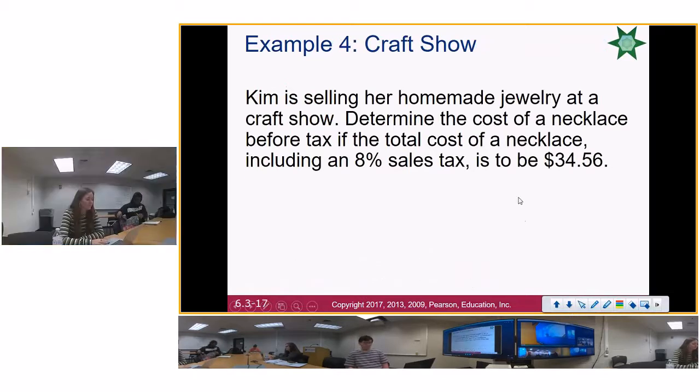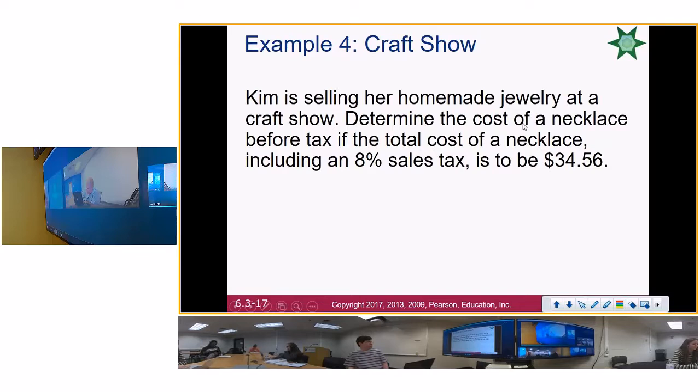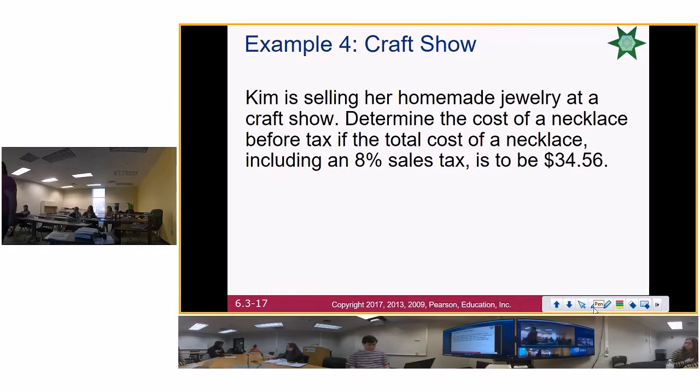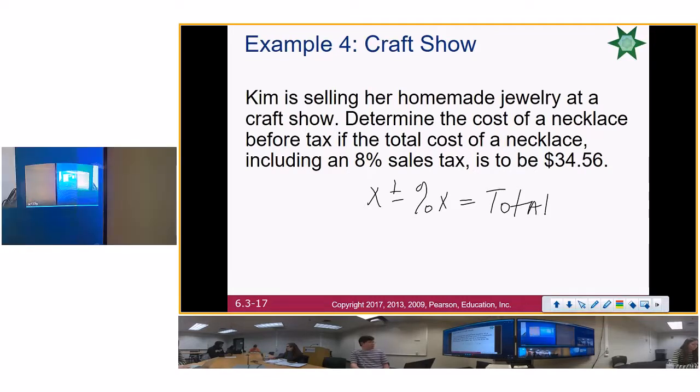Kim is selling her homemade jewelry at a craft show. Determine the cost of a necklace. This is the Walmart equation. I know some of y'all are starting to go into convulsions. You don't need to now, but let's do this question. Walmart equation: X plus or minus percentage X is equal to the total. I'm going to let y'all do it. And you just have to decide. After this question, y'all can go into convulsions, okay?